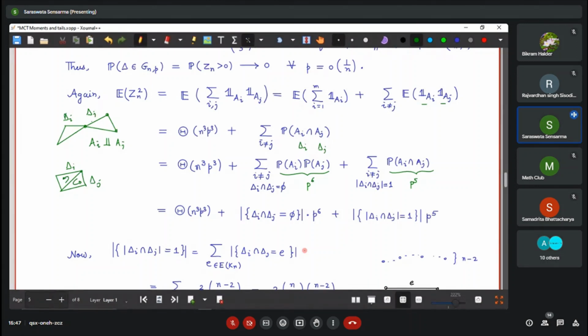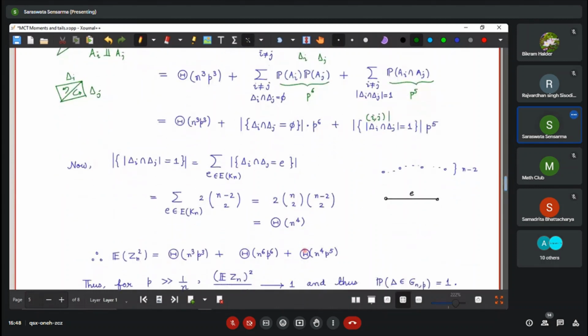So this simply means the number of ordered pairs ij such that delta i and delta j have one element in the intersection. I should have written that, but I wrote it in a bit of short form. Again, how to count this? This is extremely easy to count. You're counting the number of pairs ij such that they share exactly one edge. How many total elements are there? Let's just sum over the edges, right?